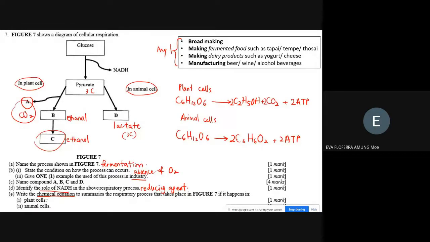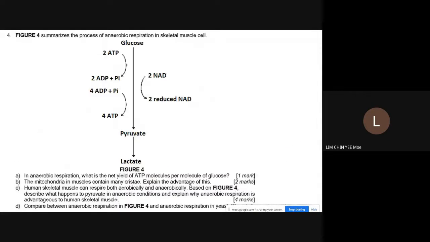Okay, Miss. Alright. And now let's look at these questions that I gave you in the extra question set. I like this question because they ask you some questions that you didn't see in the past year exam, which may come out. Okay? Now look at this question here. It still refers to anaerobic respiration in A-level, but it's more specifically lactate fermentation. Okay. Now, in anaerobic respiration, what is the net yield of ATP per molecule of glucose?